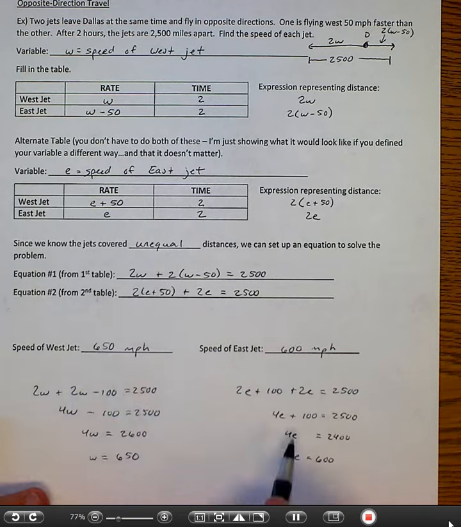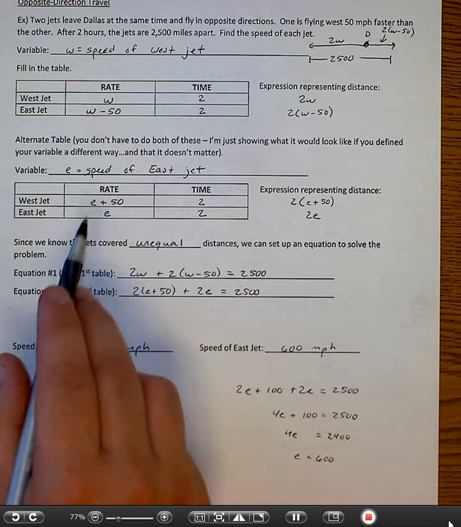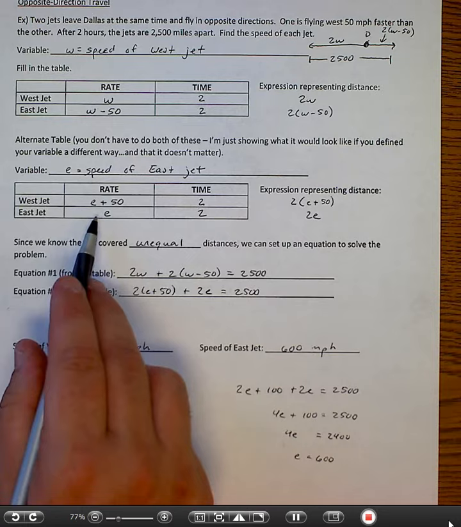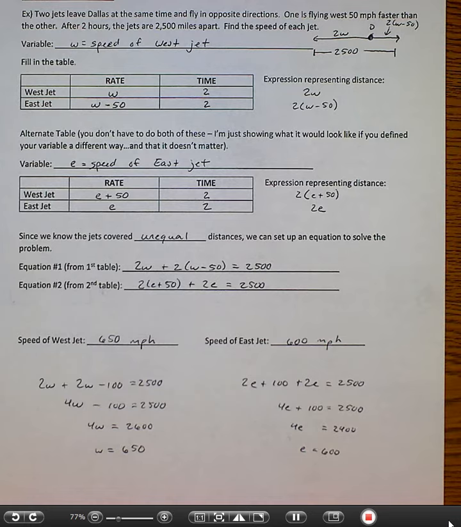So if you did this table, you would be finding the speed of the west jet first. If you did this table, you'd be finding the speed of the east jet, and you just have to plug it in and figure out the other one. Okay? I know I went through that quickly. I know it's probably confusing. We're going to spend time on this, but yeah, hopefully you got everything down.